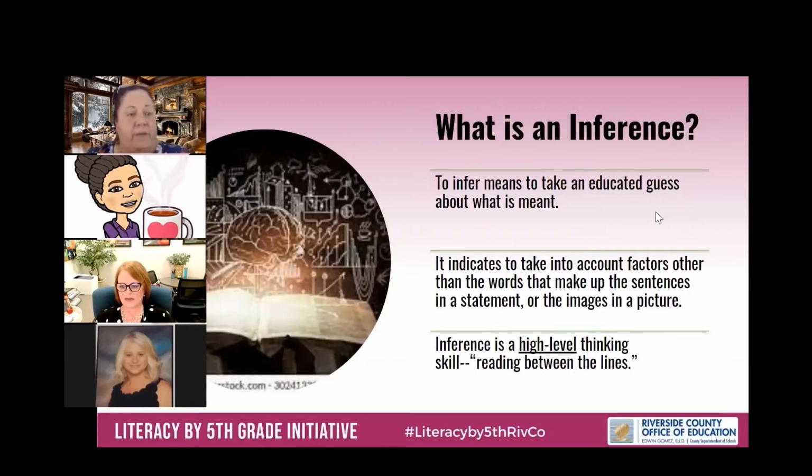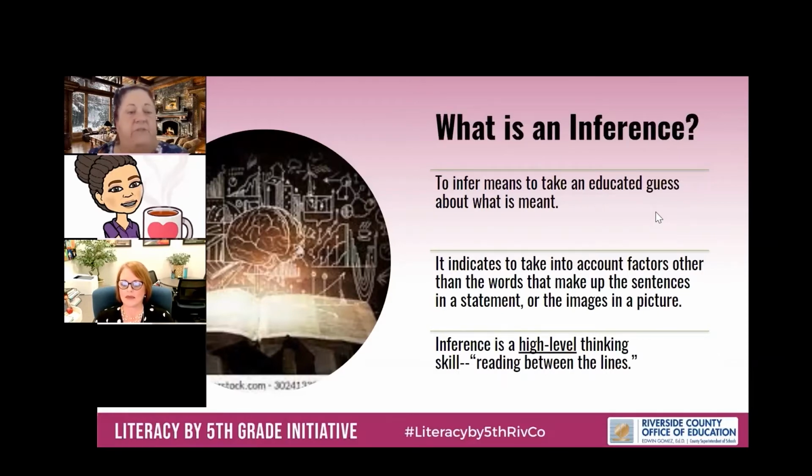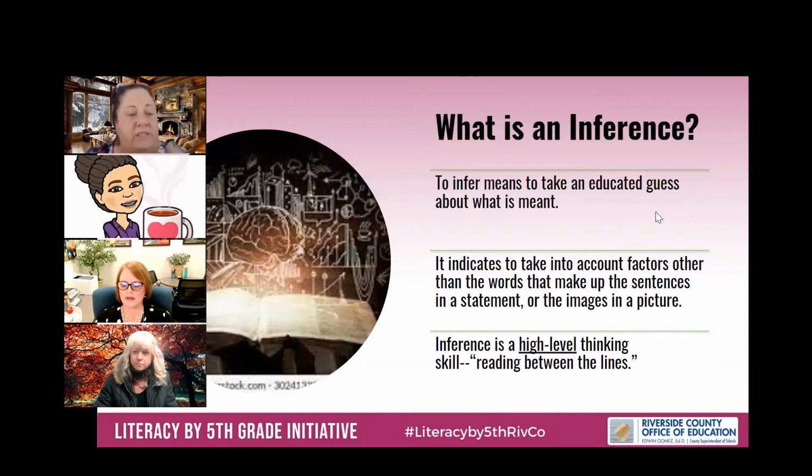But we start with images, right? Or pictures from the text that we're reading, or just beginning the conversation about, well, what do you think you know about this? So it really has to be built with our young students as well. Kids make inferences pretty well. It's just hard to get them to do it within a text.